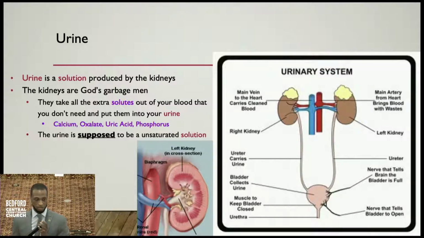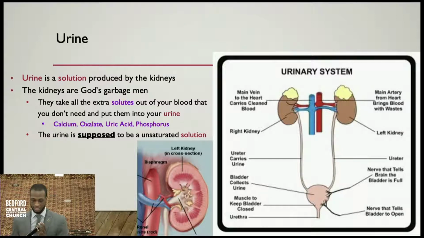Some of the solutes in your body are things like extra calcium, things like oxalate, things like uric acid, things like phosphorus. You don't need to worry about those specific names, but just know that unlike Kool Aid where there's one solute, the body has many different solutes, many different things that they want to pull out and put into the urine. And all these things can interact in different ways.